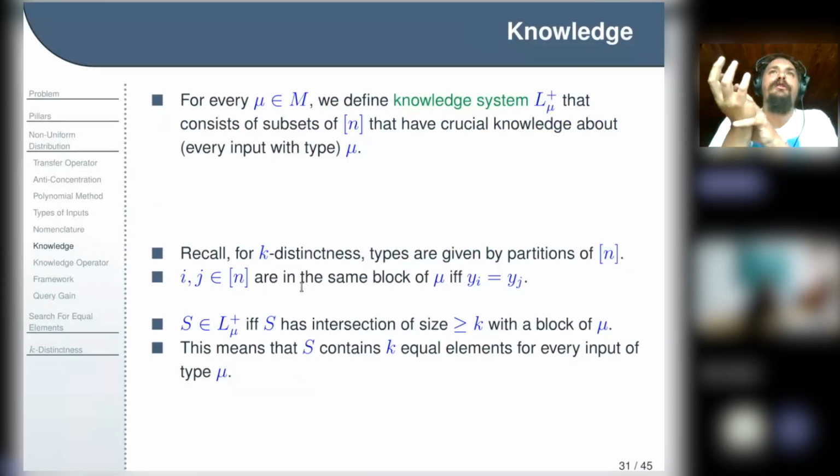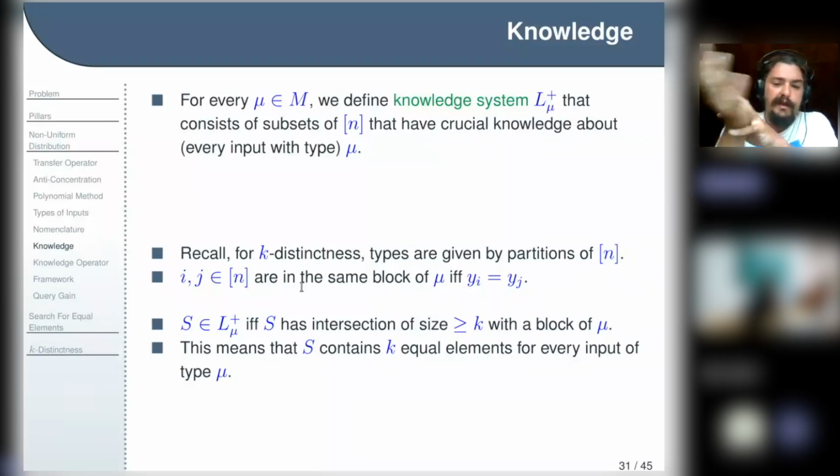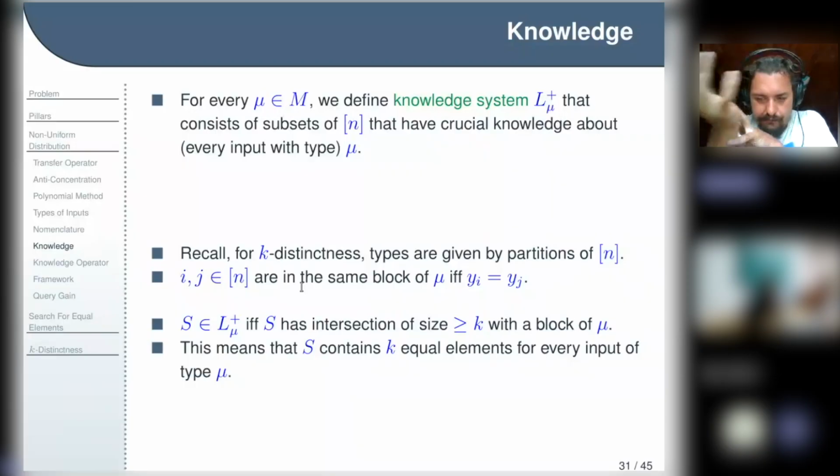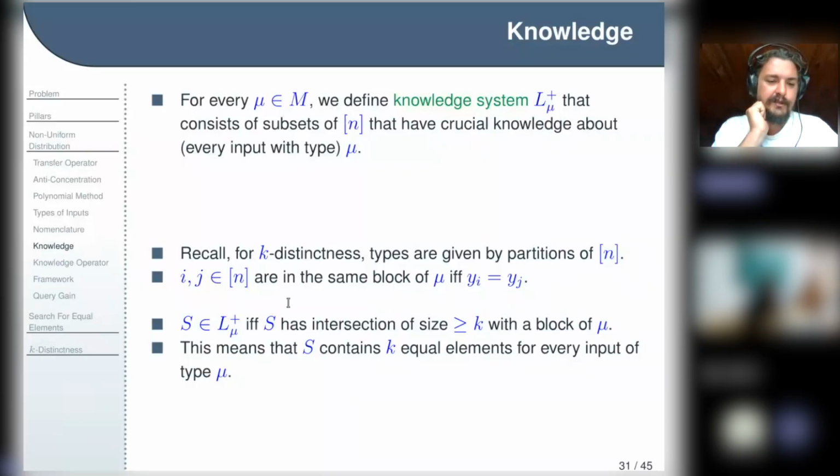Informally, I should have said that this means it has some kind of certificate. I'm thinking about it as having a certificate, but it can be something different; it need not be a certificate, though in this case it is. So in this case, S has intersection of size at least k with some block of mu. Recall that each block of mu contains equal elements. So this means that S contains k equal elements for each input of type mu.